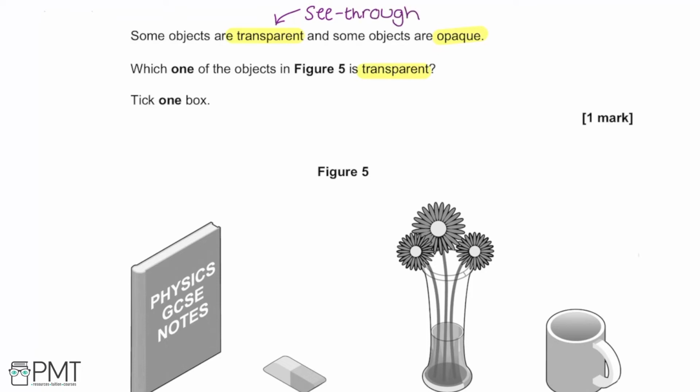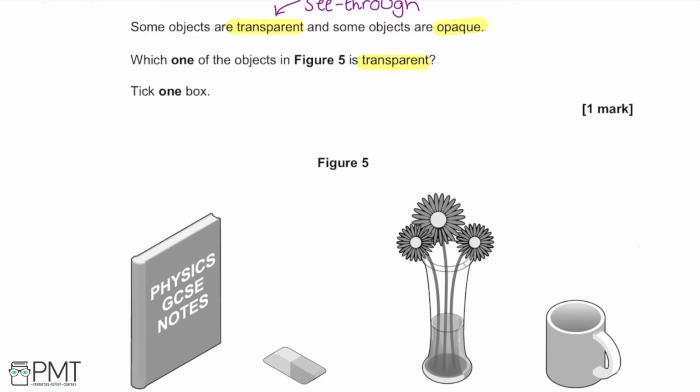So transparent objects transmit light. So not all of the light that hits the surface of this object is absorbed or reflected. Most of the light for transparent objects can pass through the object to the other side.